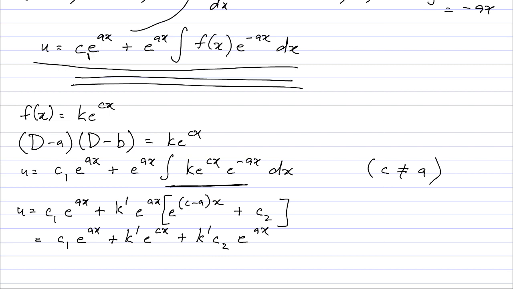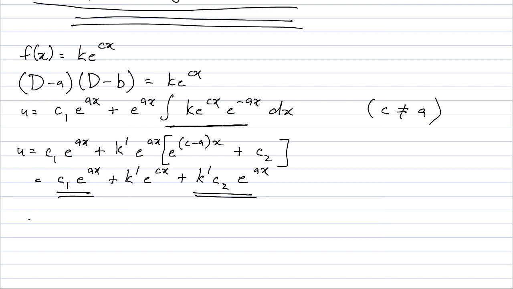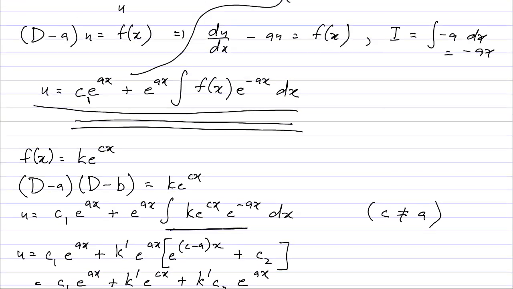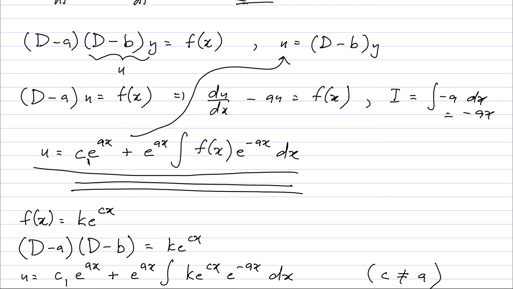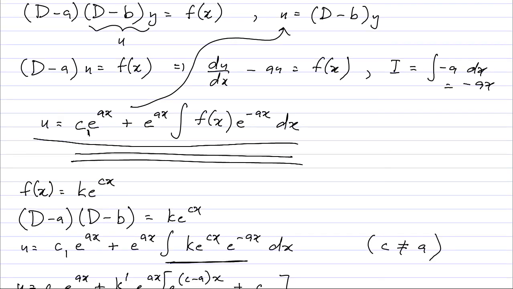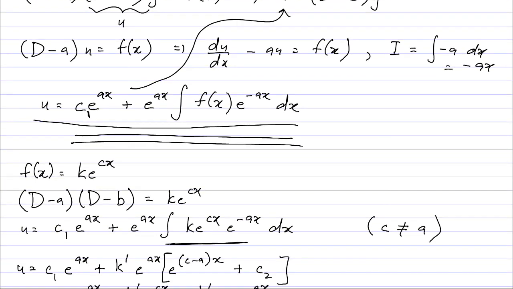Okay, this and this I can combine and write down a new constant if you want, which I call c1 prime e raised to power ax plus k prime e raised to power cx. Okay, but this is only u. So you see it's a bit tedious. It's much longer than you just quickly guessing the solution.